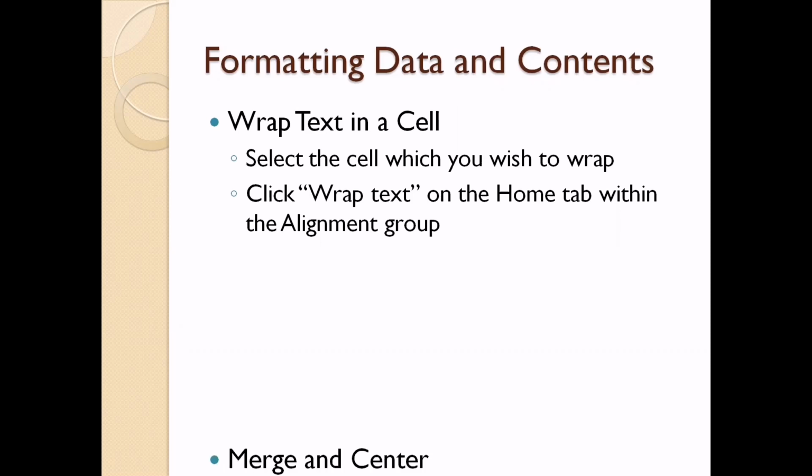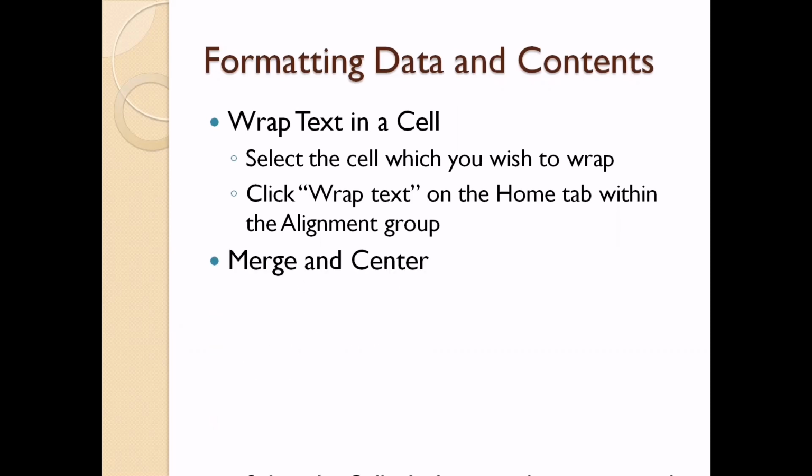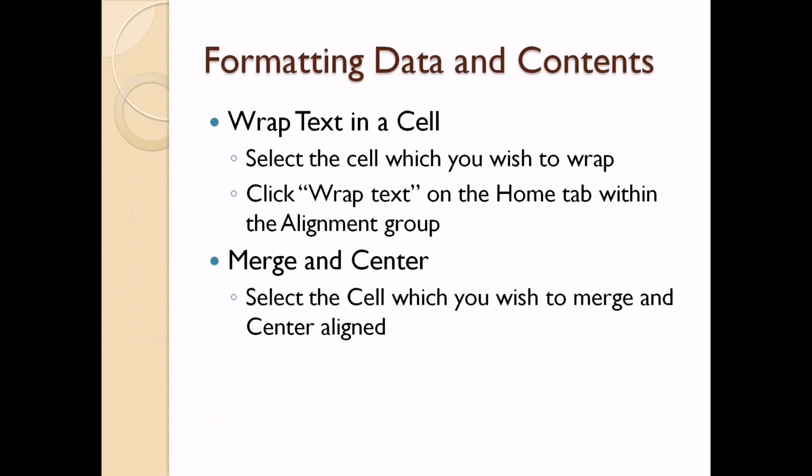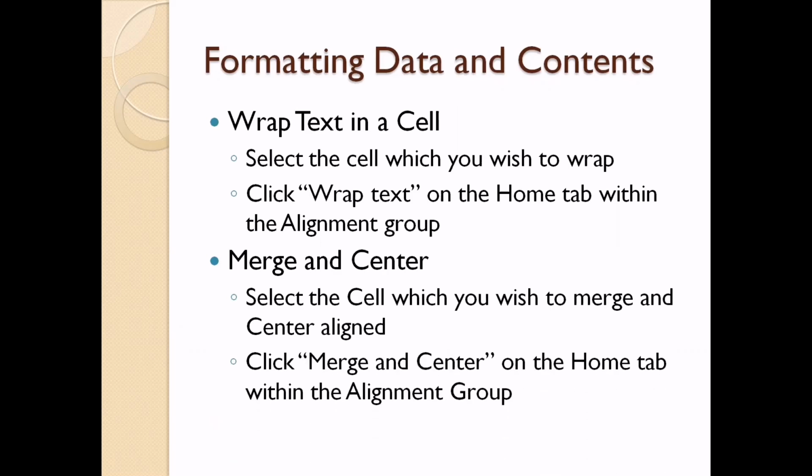When you click it, it automatically wraps the text into that cell by increasing the row height and the column width. Similarly, we can also merge and center. In the same way, select the cell which you wish to merge and center, click Merge and Center on the Home tab within the Alignment group, and you will see the cell merged and center aligned. Let's do it on the Excel sheet.